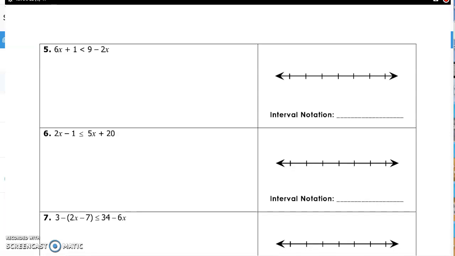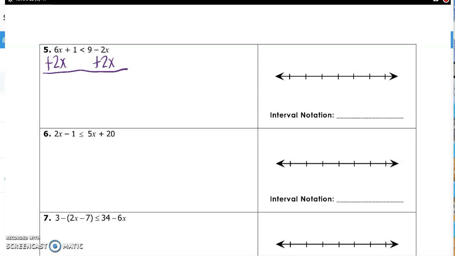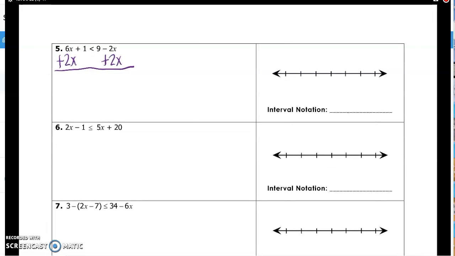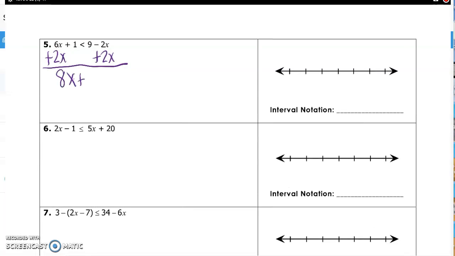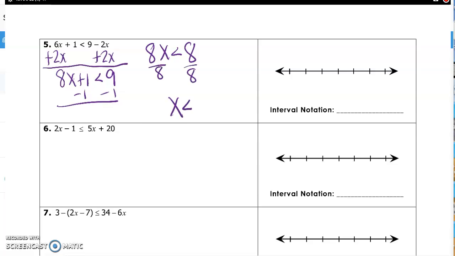Number 5. Now we have variables on both sides. So again, I always start by moving my variable that's on the right over to the left. That helps with our graphing. So add 2x to both sides. Some of you are okay with moving the 1 at the same time. I'm going to write it all out. So 8x plus 1 is less than 9. Subtract 1 from both sides. 8x is less than 8. Divide both sides by 8. X is less than 1. So there's your answer.